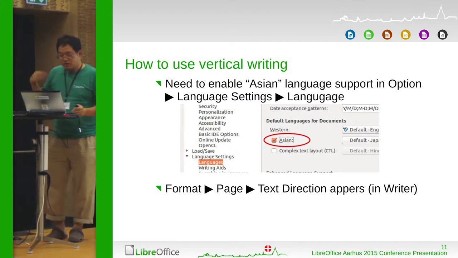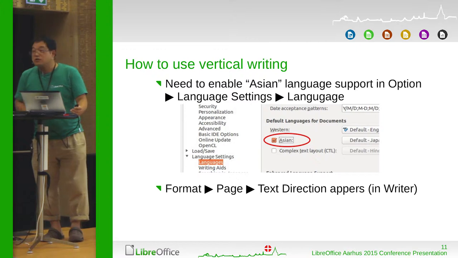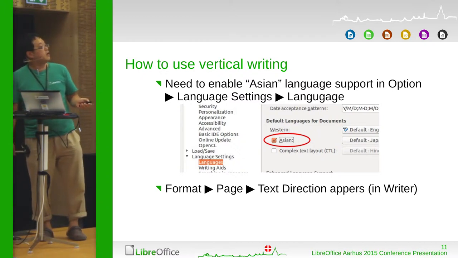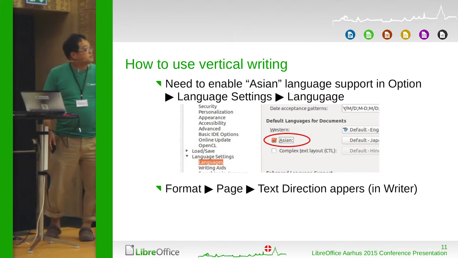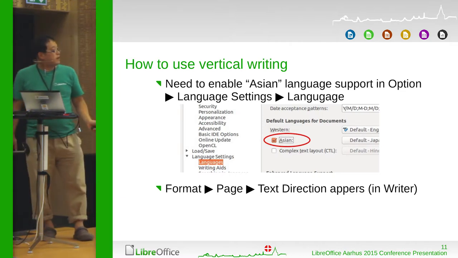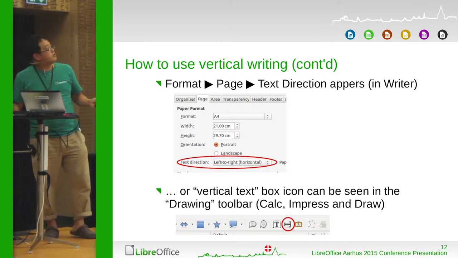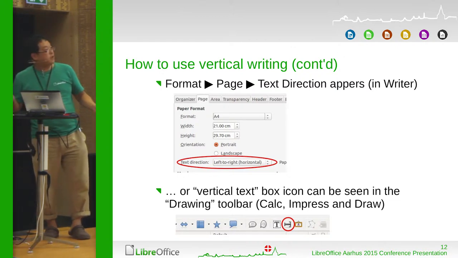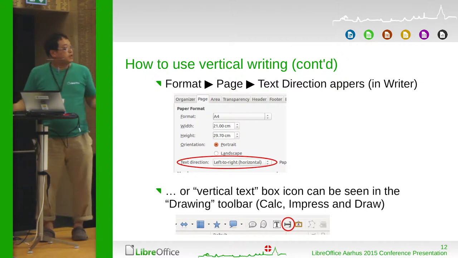The main theme today is vertical writing. If you want to try vertical writing, you need to enable Asian language support in the options, under language settings. Anyway, check Asian, and this should be Japanese. After that, you can find the format tab, where the text direction appears. If we set this to top to bottom, we can choose vertical writing.